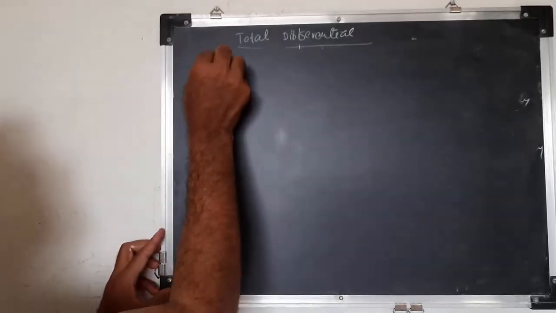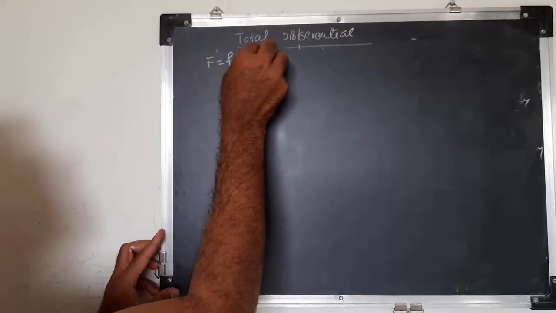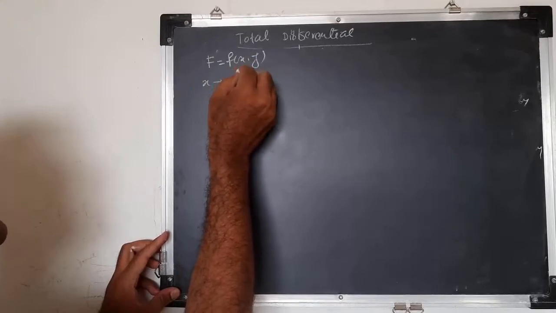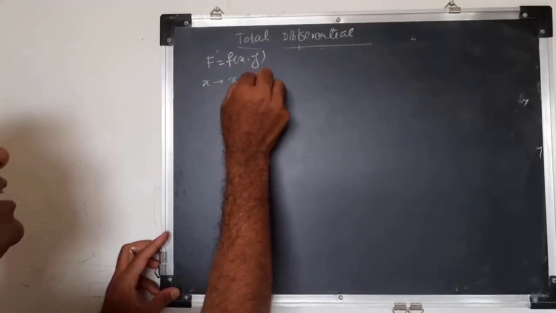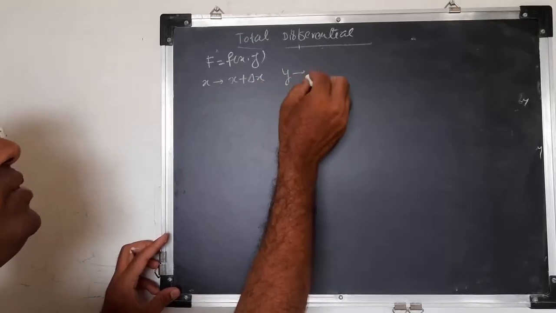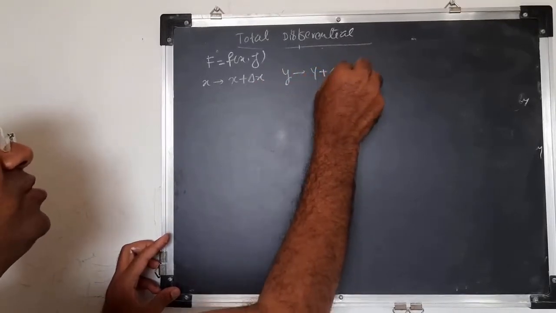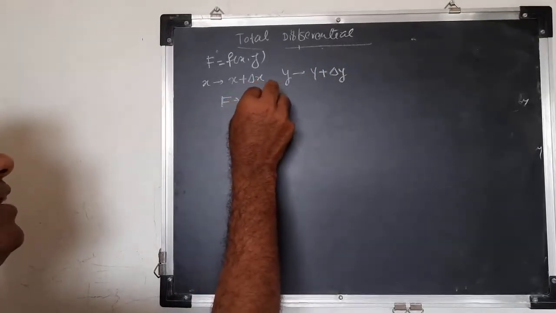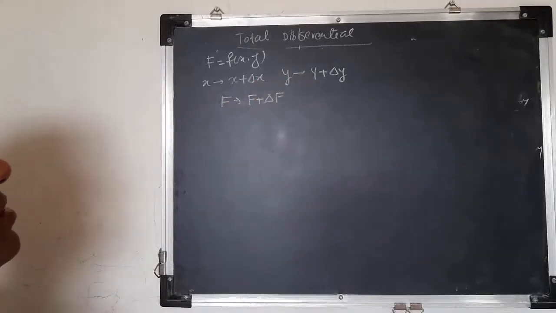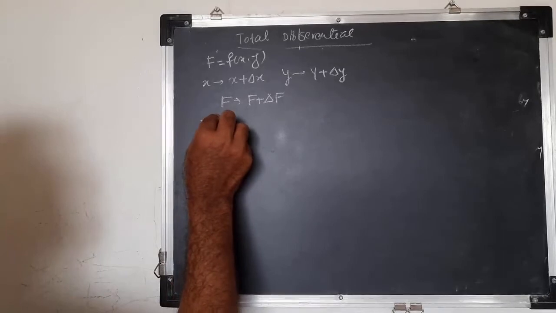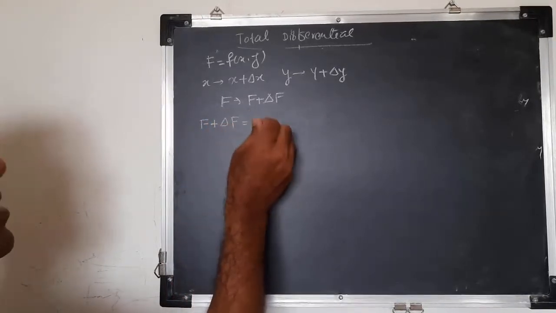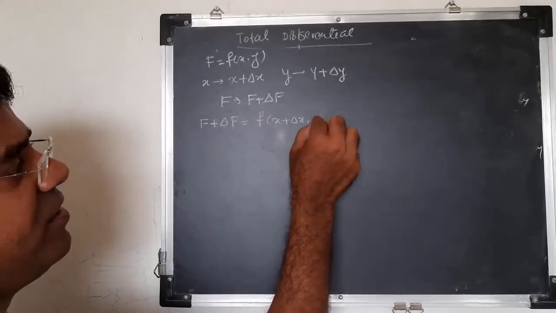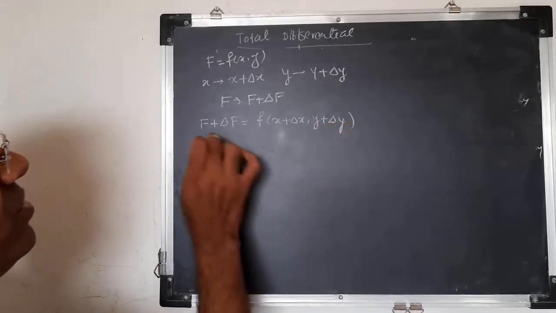Suppose f is a function of x and y. Now x changes to x plus delta x, and y changes too, because these are the two independent variables. So obviously f will change to f plus delta f, which is nothing but f of x plus delta x, y plus delta y.